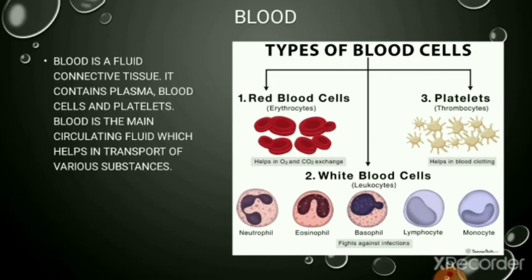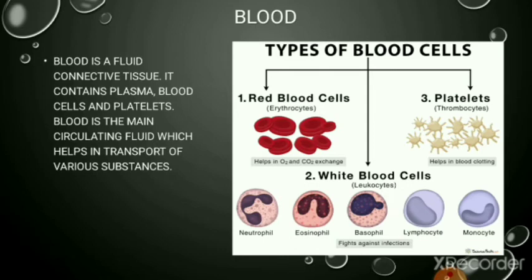Granulocytes are those in which the cytoplasm appears granular, as you can see in the diagrams: neutrophils, eosinophils, and basophils, where the cytoplasm has some granule-like structure. So these are the granulocytes, while in lymphocytes and monocytes, the cytoplasm does not contain any kind of granular structure, hence they are called agranulocytes.